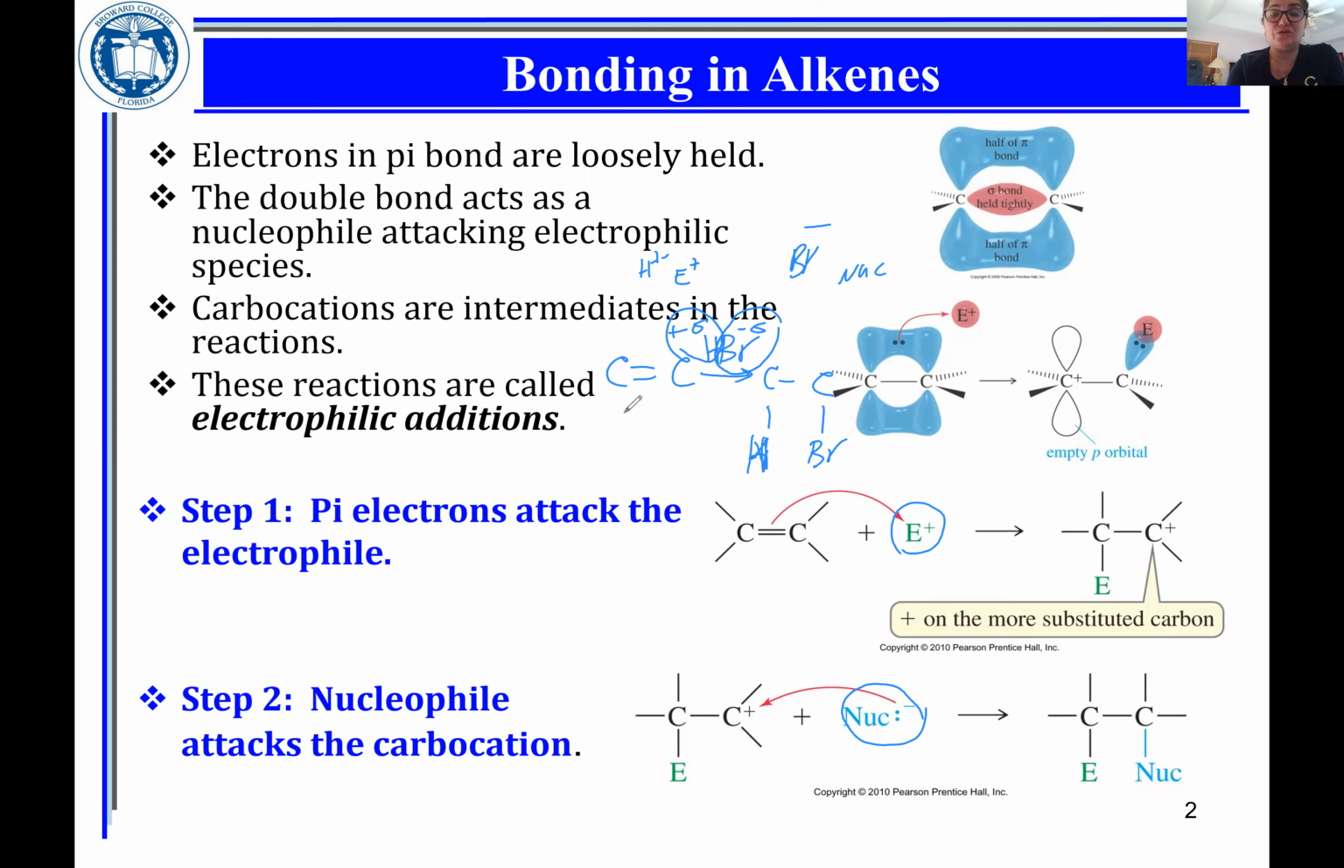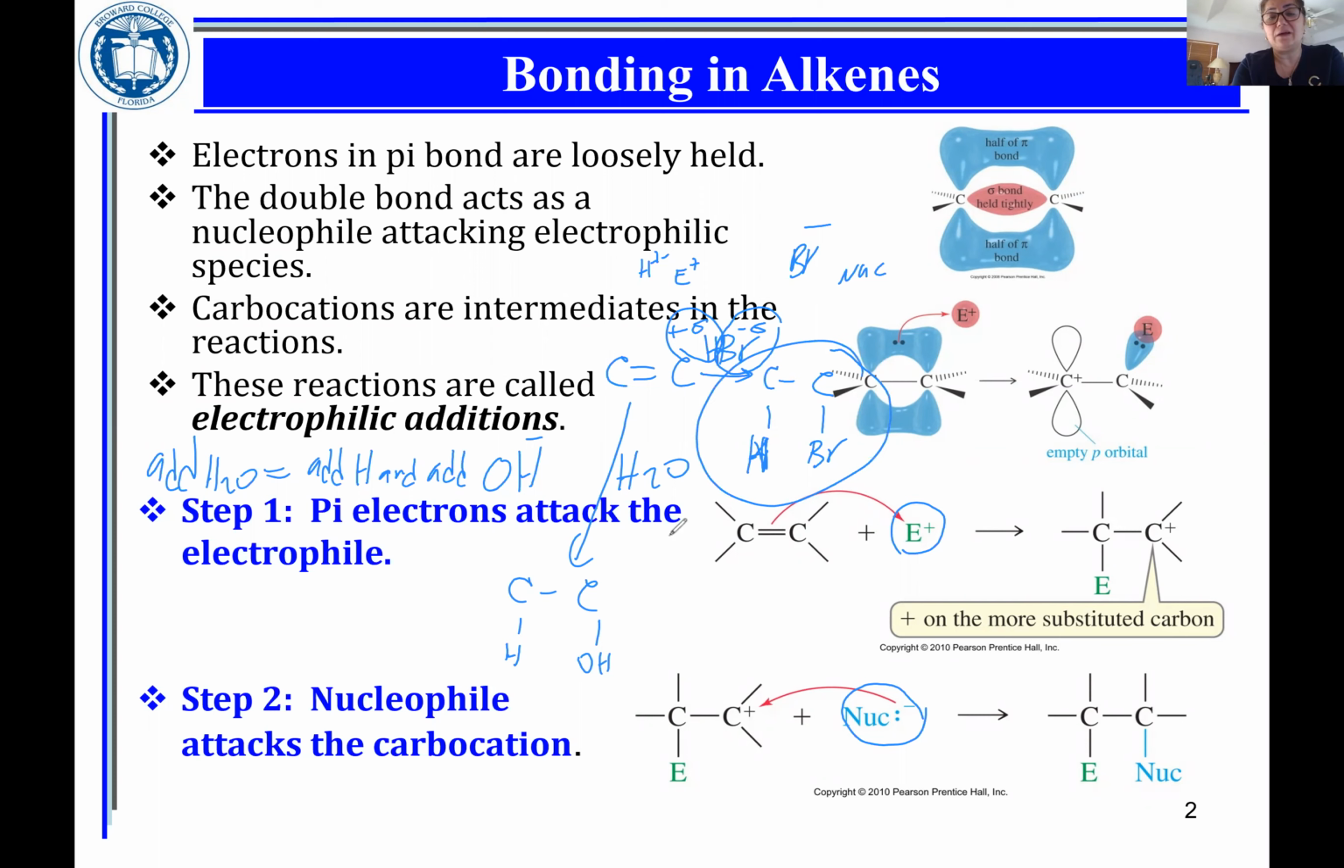Now, what happens if you add H2O? If you add H2O, that means you add H and OH. Keep this in mind: when you're adding H2O, you're adding H to 1 carbon of the carbon-carbon double bond and OH to the other carbon. So what would be the product? The product is gaining hydrogen on 1 carbon, OH on another carbon. So in the previous case, you got an alkyl halide. Now we are getting an alcohol. So depending on what you're adding, your product is going to be different.